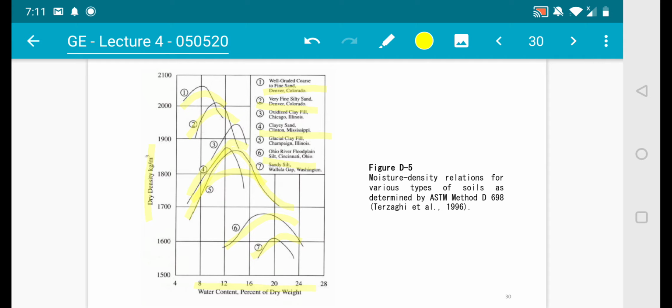So if you have more soils in our local settings, this is in an American setting, Colorado, Illinois, and so on, we can also make a table as research to find our local curve in this type of figure.